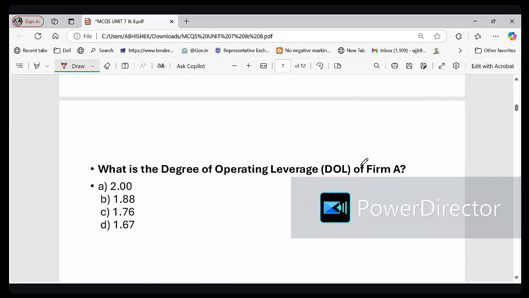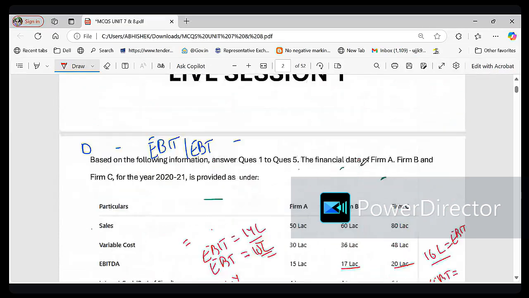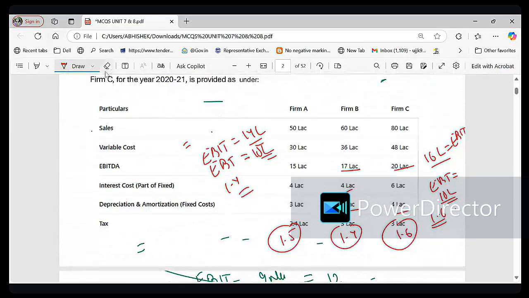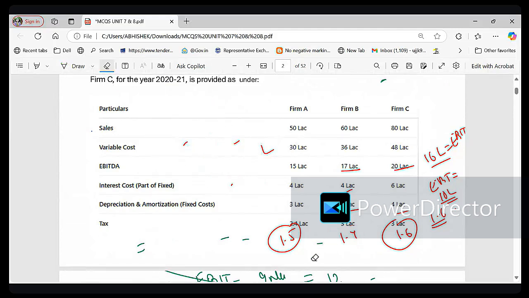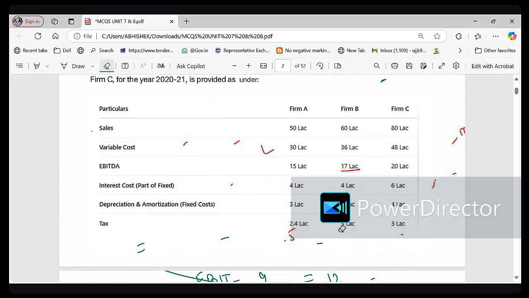So let me come back to this question. Here it is asking you to calculate the degree of operating leverage for Firm A. Till now we were discussing the DFL, that is degree of financial leverage. Now it is asking us to calculate the DOL, that is degree of operating leverage. So do you know the formula for DOL? Let me explain what this DOL is all about.